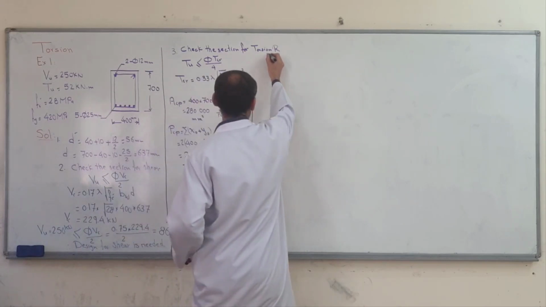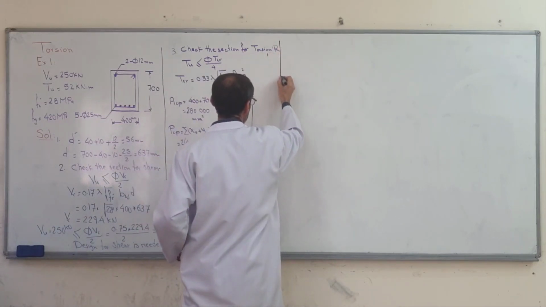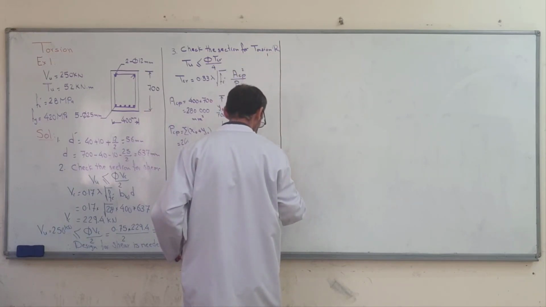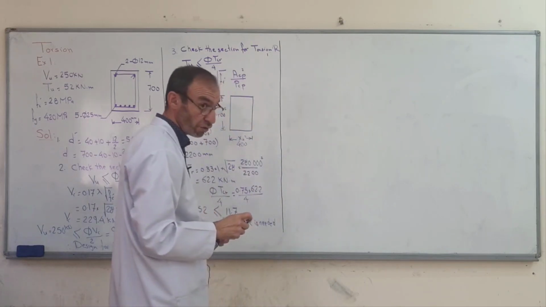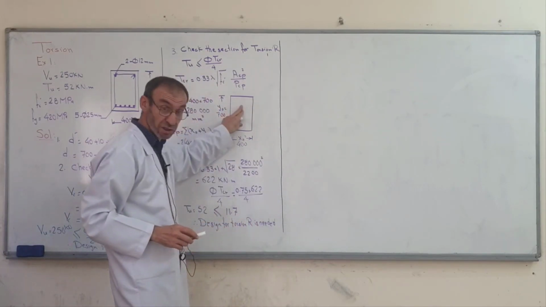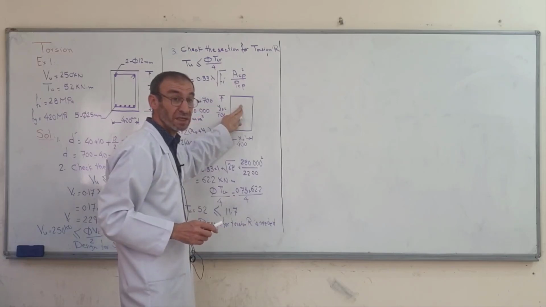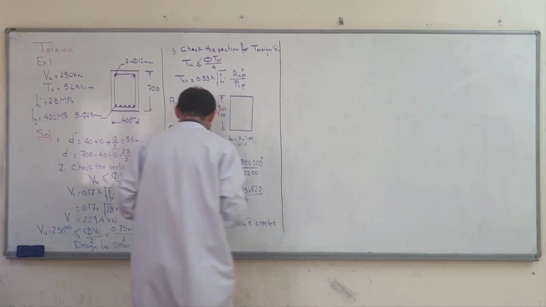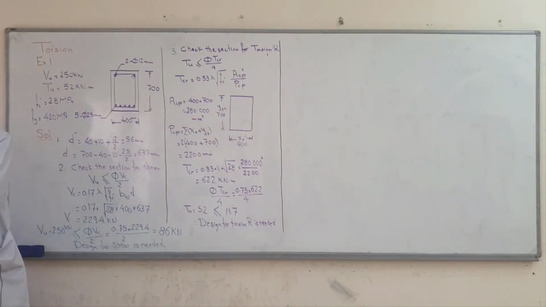Design for torsion reinforcement is needed. Now I go to check the section for shear. This section can resist shear and torsion, the applied torsion. Check the section, step 4. Now I go to check the section for shear.